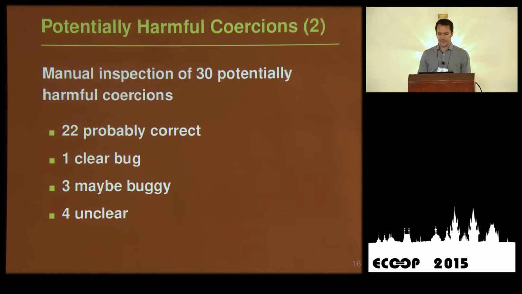So we also inspected some of these potentially harmful coercions to further understand what they are doing. And so out of 30 code locations that we looked at, we believe that 22 are probably correct. So they do something unusual, but it's probably correct. We found one very clear bug, so where we're sure that it's a bug. 3 cases that may be buggy, but it's not fully clear to us. And 4 where we just didn't understand what's going on because the code was obfuscated.